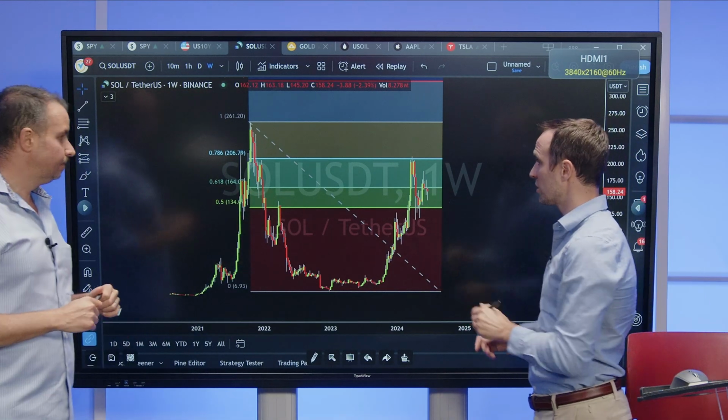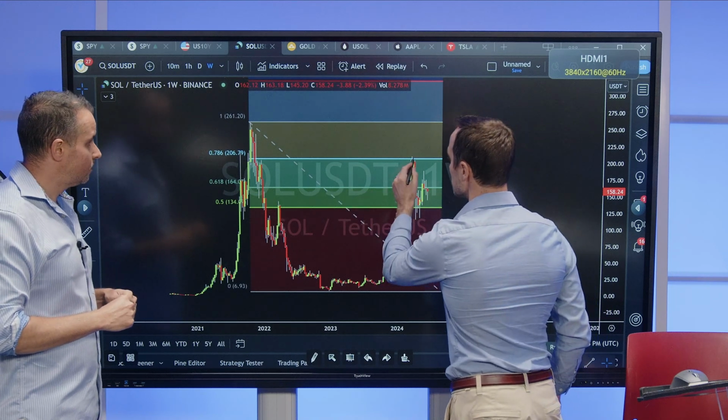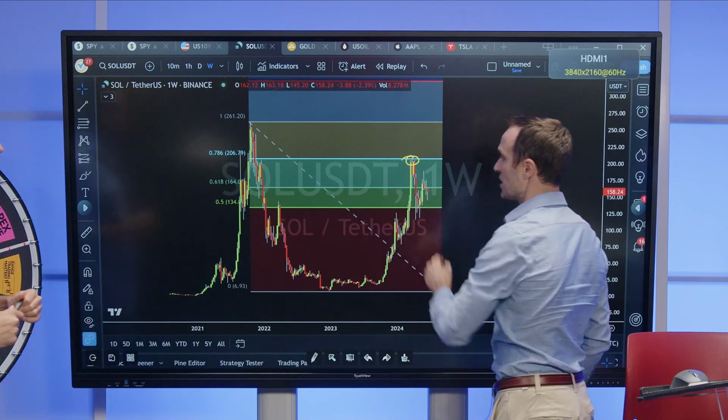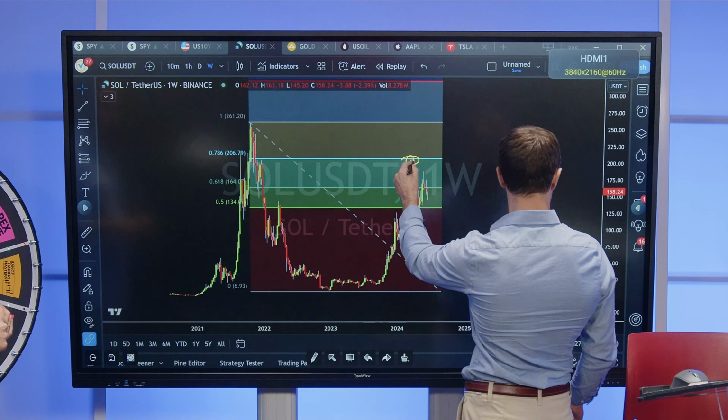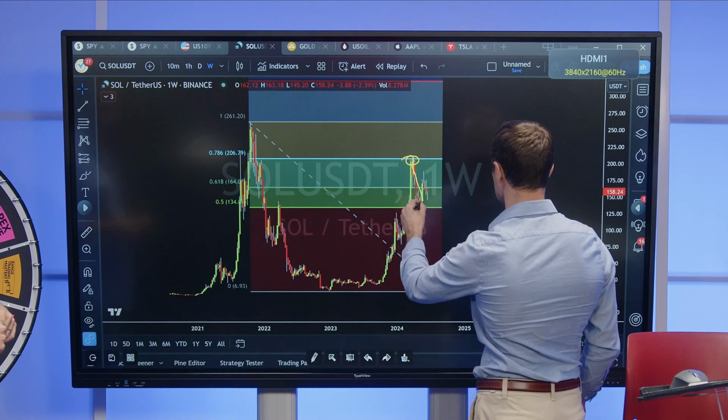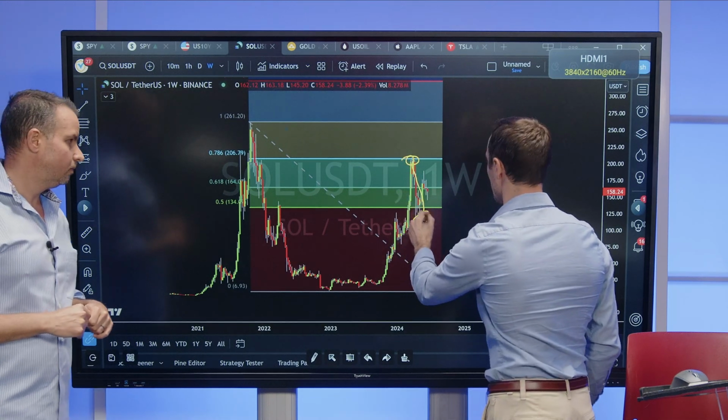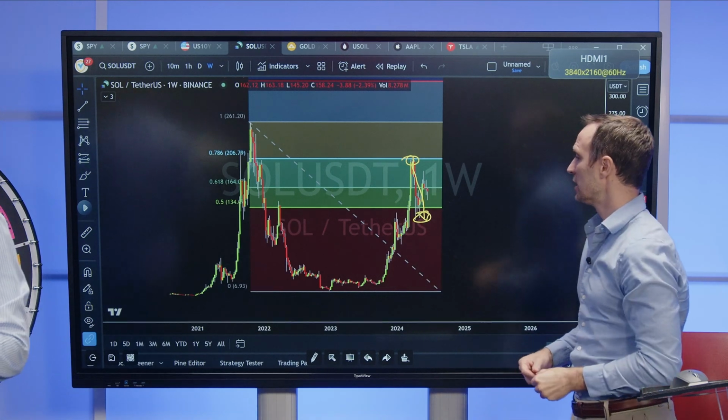And then the other thing, look at the Fibonacci level here. Solana actually came right up here to the 786 and pulled back pretty significantly, from $200 down to about $125. That's a big pullback. That is.